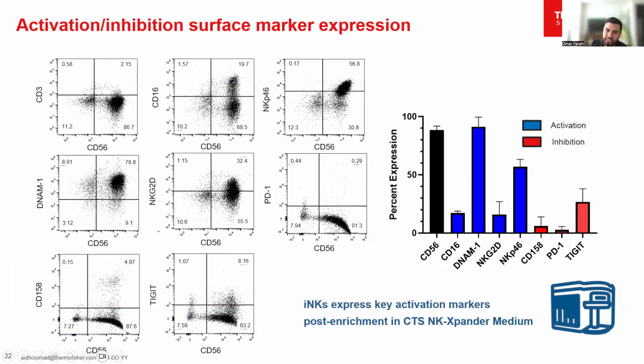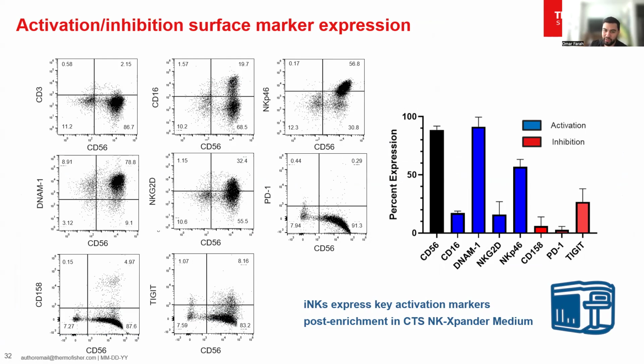And I won't get into too much detail again here, but the idea is that we put these cells through an assessment of a panel of different markers, cell surface markers, that a lot of folks commonly look at when they're trying to see if these cells can actively carry out their cytotoxic function, right?